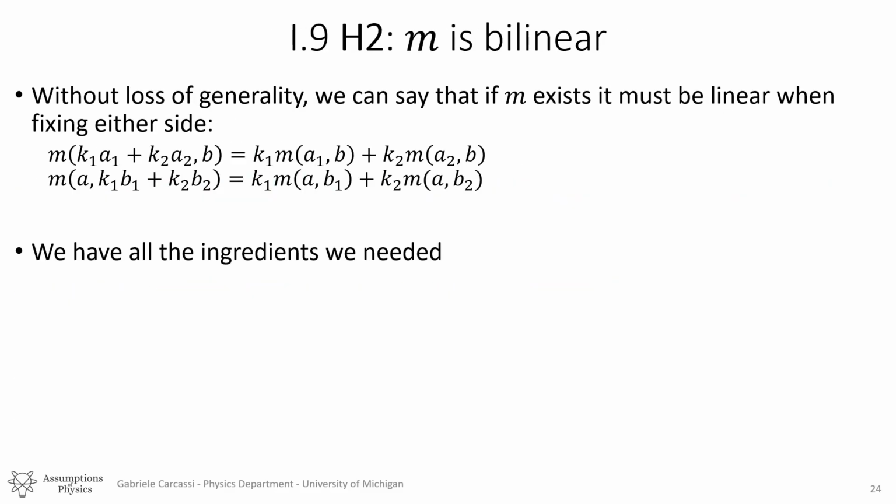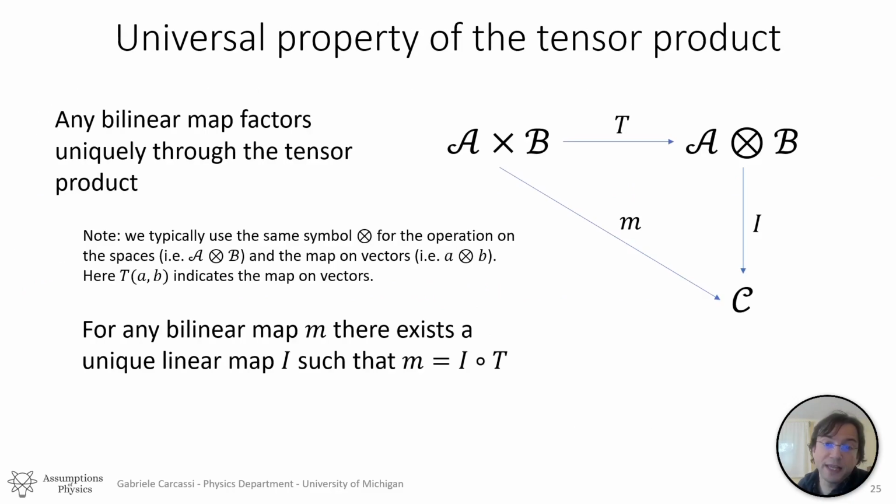So this means that we have reached the second hypothesis, which was, as I said, the one that is a little bit more complex: that M, if it exists, has to be bilinear. And now we have all the ingredients that we needed. We have all the pieces, and we need to put them together. But before we can do that, there is a little bit of math that we are going to need, and so we need to spend a few minutes to understand it.